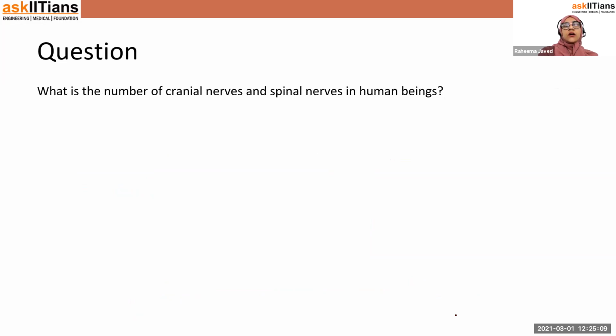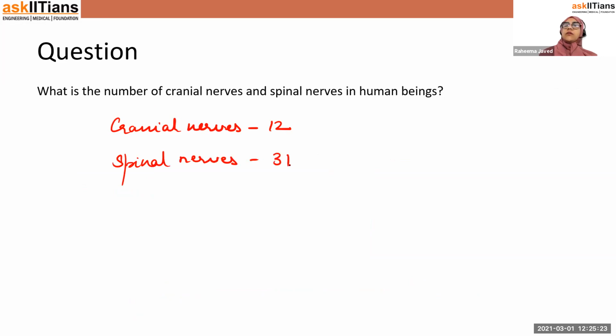Next question, what is the number of cranial nerves and spinal nerves in human beings? So the number of cranial nerves is 12 and the number of spinal nerves is 31 pairs. Sorry, you have to write pairs also.